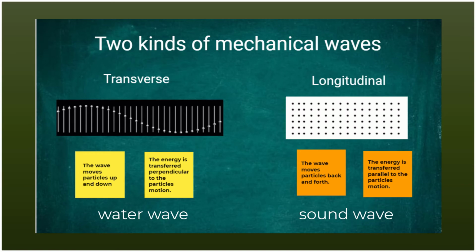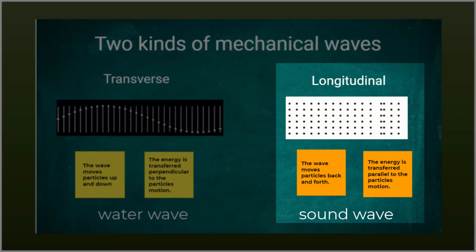The other kind of mechanical wave is a longitudinal wave. The wave moves particles back and forth this time. There are areas of compression and there are areas of what we call rarefaction. The energy is transferred parallel to the particles' motion. An example of a longitudinal wave is a sound wave.